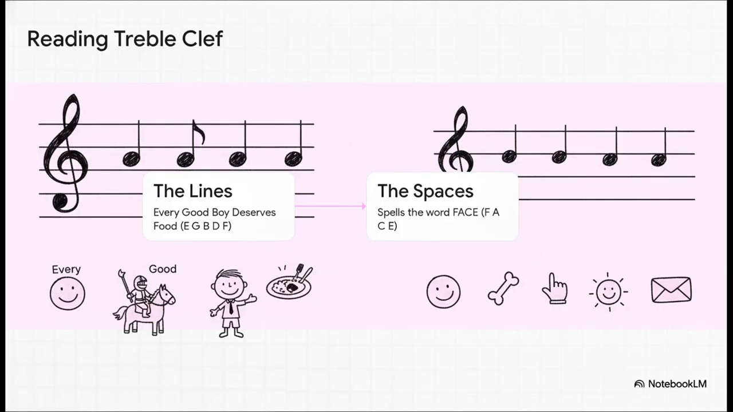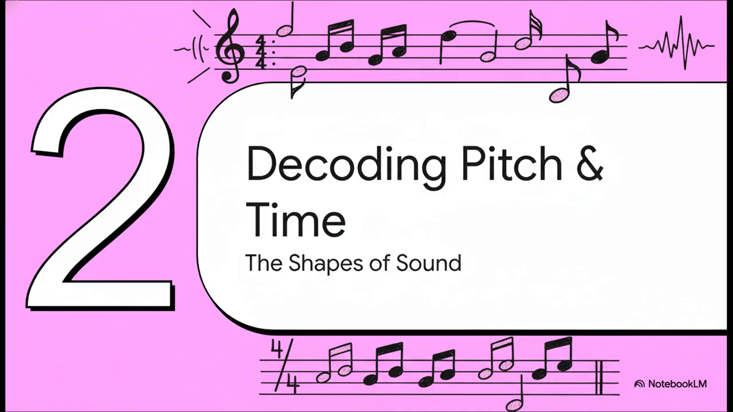So how do you actually remember which note is which? Well, musicians have all these clever little tricks, these mnemonics. For the lines on the treble clef, starting from the bottom, just remember the sentence, "Every good boy deserves food." That gives you E, G, B, D, F. And the spaces between the lines? Even easier. They just spell out the word face, F-A-C-E. Easy, right? Okay, so we've figured out where on the staff the notes live.